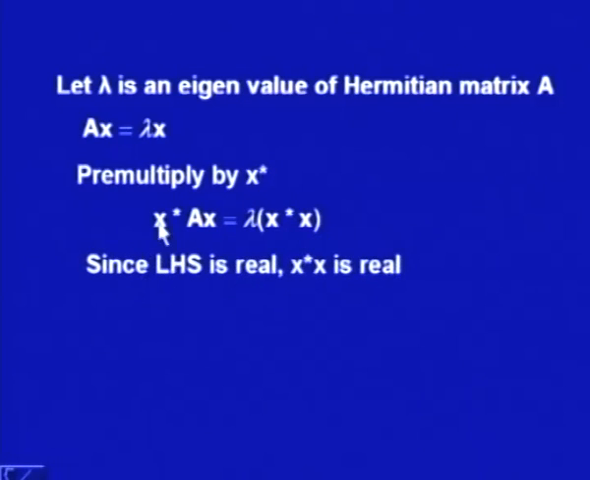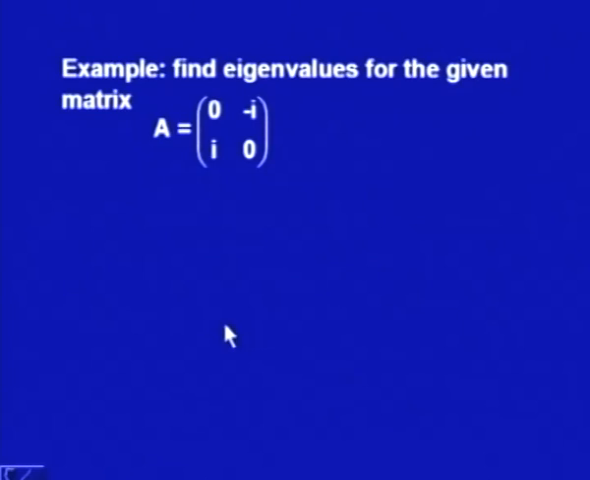Now, we have already proved that the left hand side is a real number in my earlier result, and also I have proved that x star x is a real number. So the left hand side is a real number, the right hand side is a real number. So this lambda cannot be complex, because if lambda is complex, then the right hand side has to be complex. So lambda is real, and that is how we say that Hermitian matrices will always have real eigenvalues.